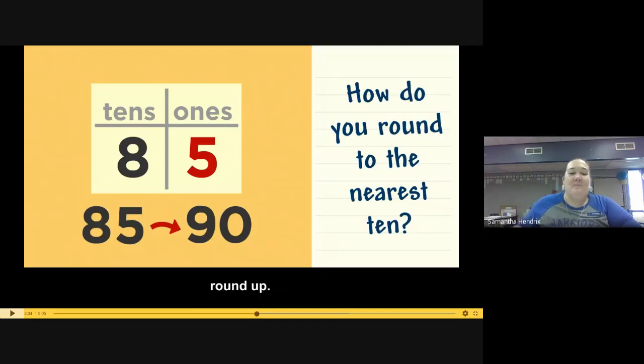Okay. We're going to look at this. This number, the 5 here, is going to boss this 8 around, okay? This 5 is going to tell this 8 what to do. So if it is 5 or more, so 5, 6, 7, 8, or 9, it's going to tell this one to raise the score. If this number is 4 or less, then this number rests, meaning it doesn't change, okay?